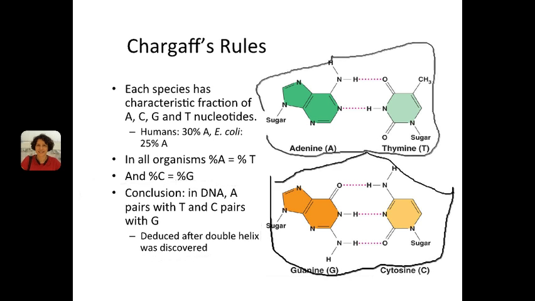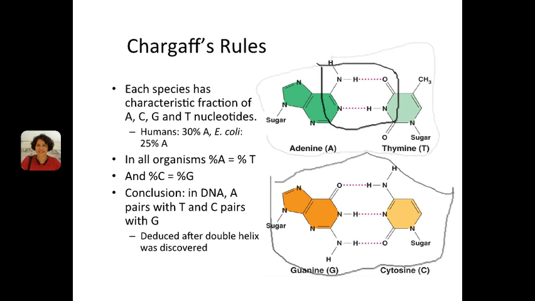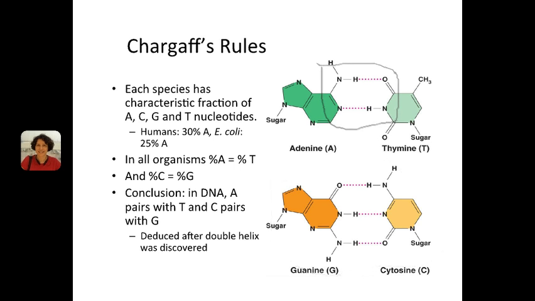A pairs with T through 2 hydrogen bonds. So the A base in the nucleotide pairs with the T base in a nucleotide on the opposite strand, and a G base pairs with a C base. GC pairing has 3 hydrogen bonds.